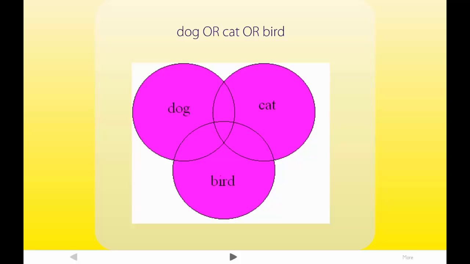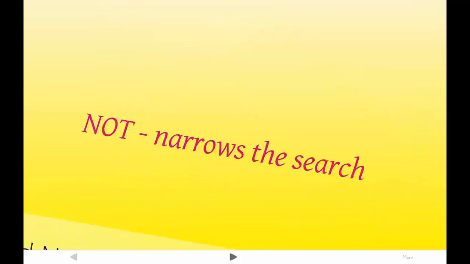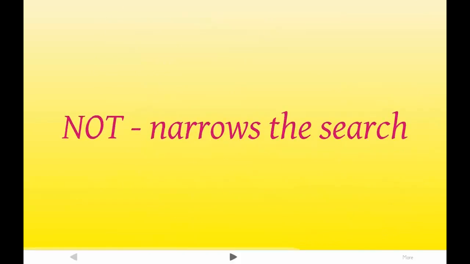Bigger, bigger, bigger. So if you have synonyms, maybe you want dog or canine, cat or feline. That or is going to give you either one of those. So this can help you put in a list of synonyms. That's or. Not. Not is another way to narrow down your search.